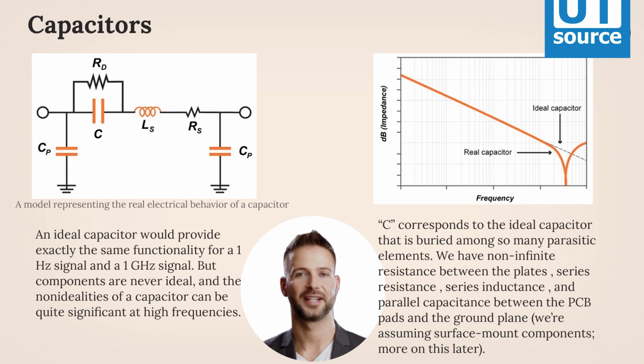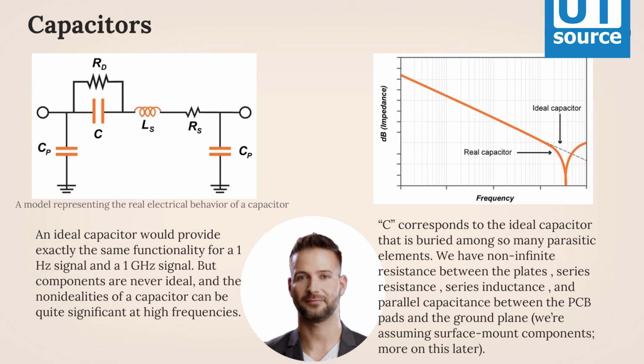Capacitors. An ideal capacitor would provide exactly the same functionality for a 1 Hz signal and a 1 GHz signal. But components are never ideal, and the non-idealities of a capacitor can be quite significant at high frequencies. C corresponds to the ideal capacitor that is buried among so many parasitic elements. We have non-infinite resistance between the plates, series resistance, series inductance, and parallel capacitance between the PCB pads and the ground plane. We're assuming surface mount components.